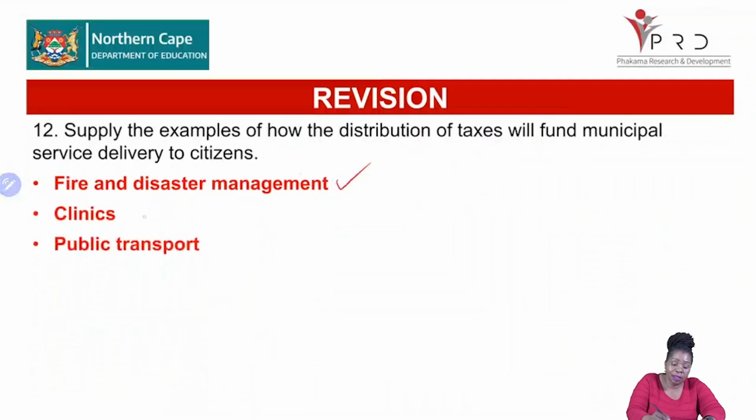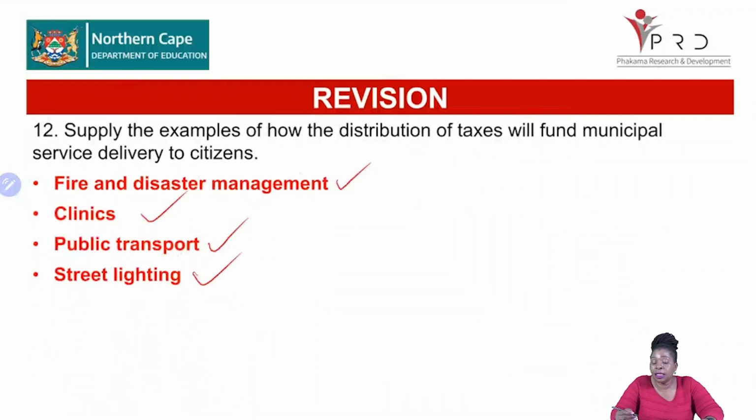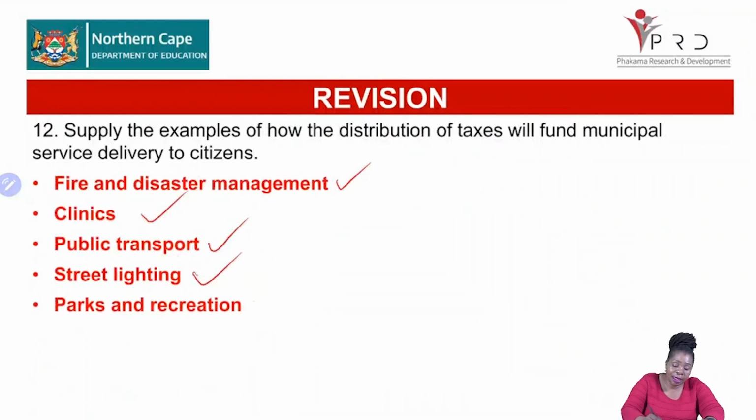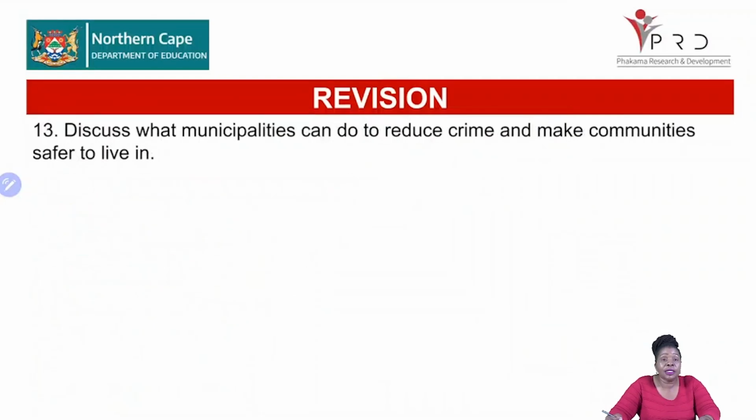Also, municipalities provide clinics to the citizens. They also provide public transport to our citizens. Also, street lighting is funded by the municipality. Parks and recreation are funded and also managed by the local municipalities. Right? Then question 13 says, discuss what municipalities can do to reduce crime and make communities safer to live in.